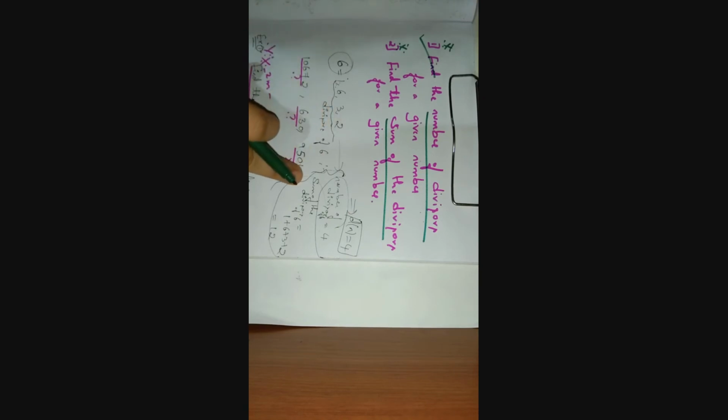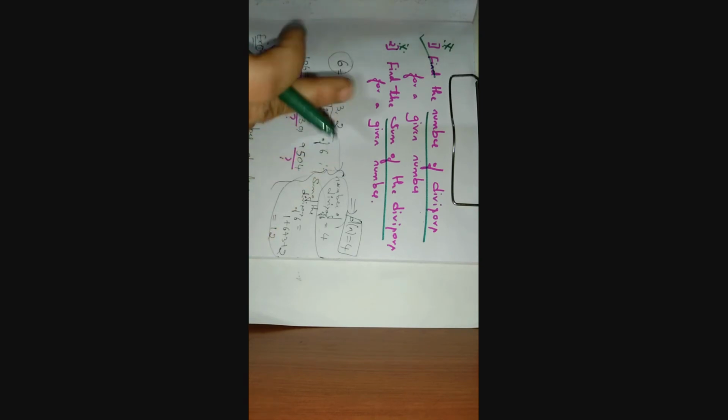So if the sum of the divisors, in the sense you just add them up, 1 plus 6 plus 3 plus 2, it is like 12. In the same way, for a bigger number it is very difficult to find, so we have one particular method, and that is very simple, you can follow that.